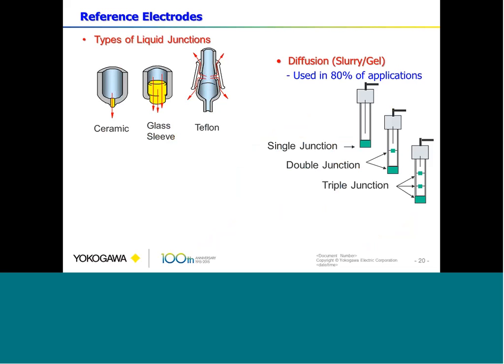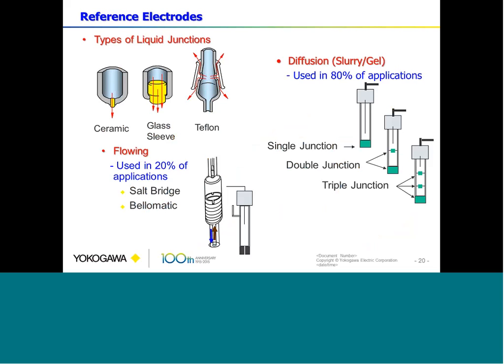The diffusion type, which is the gel-filled, is used in about 80% of the applications. They come in various single, double, and triple junctions, all of which are designed simply to slow down the poisoning effects of the process on that silver element inside.